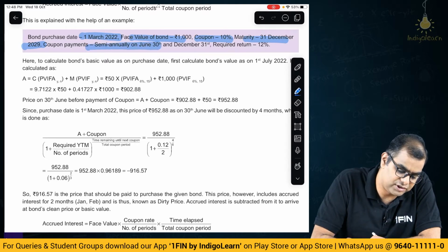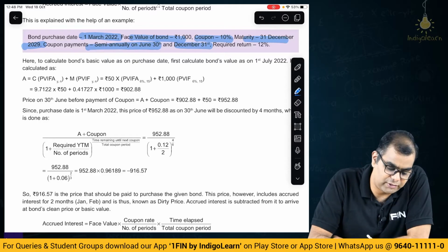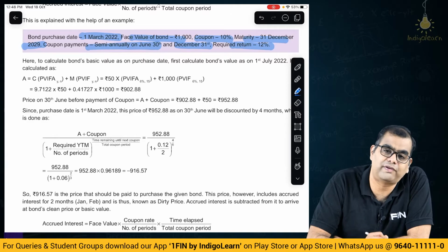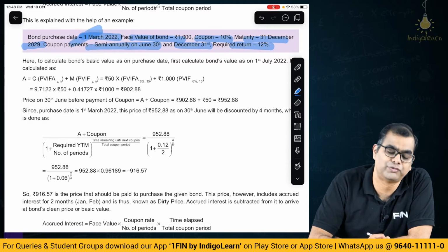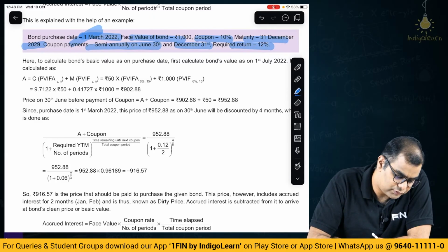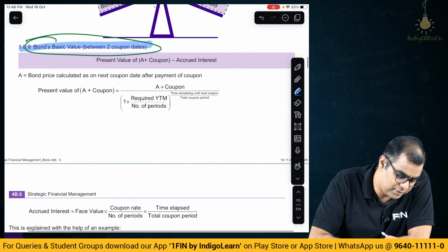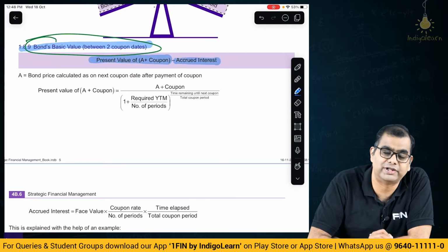Coupon payment is semi-annually on 30th June and 31st December. Now required return or current yield is 12%. You are now required to find out the price of the bond on the bond purchase date of 1st March. So what you will do is, you will use this formula: present value of A plus coupon minus accrued interest.